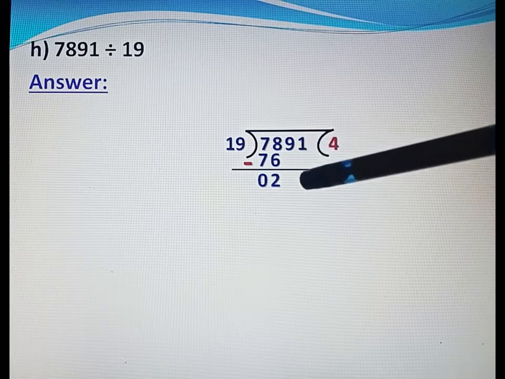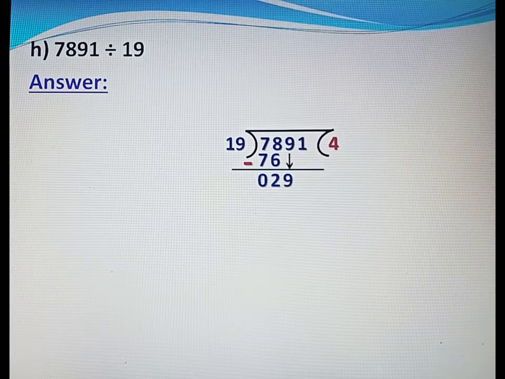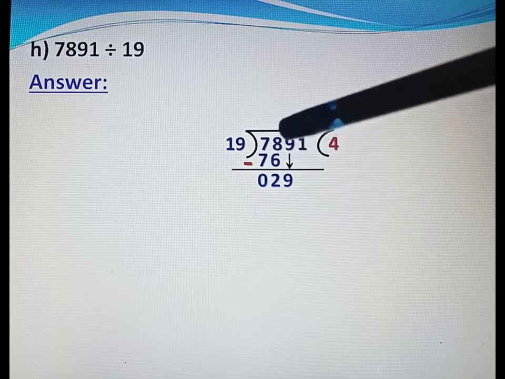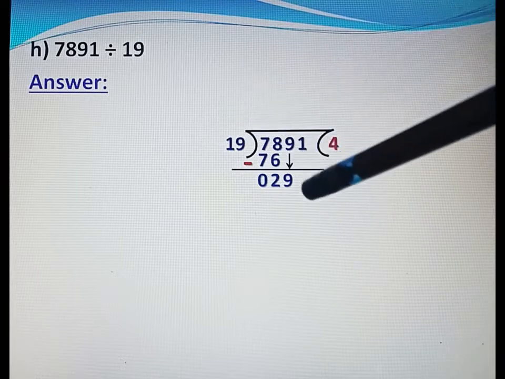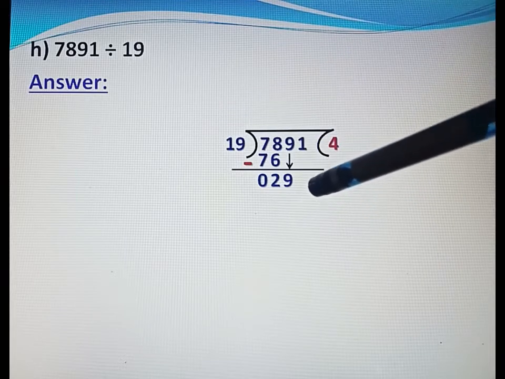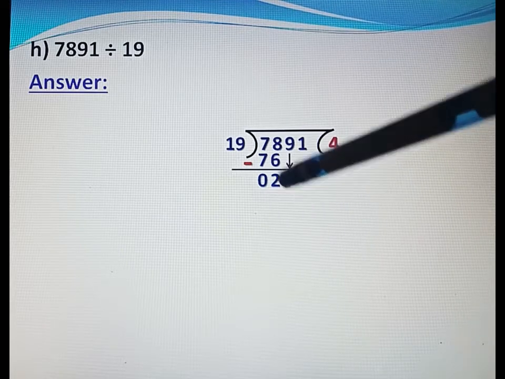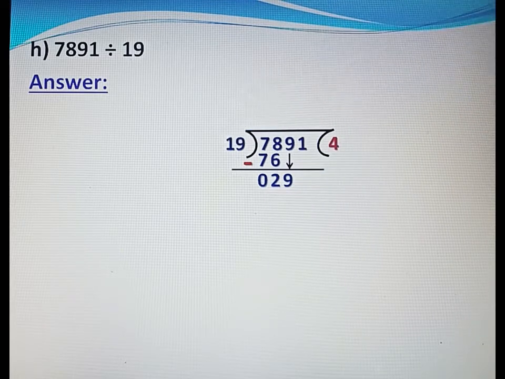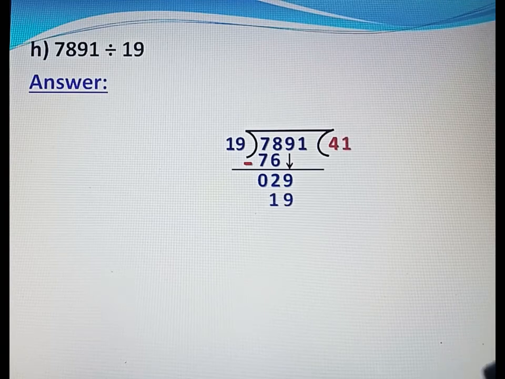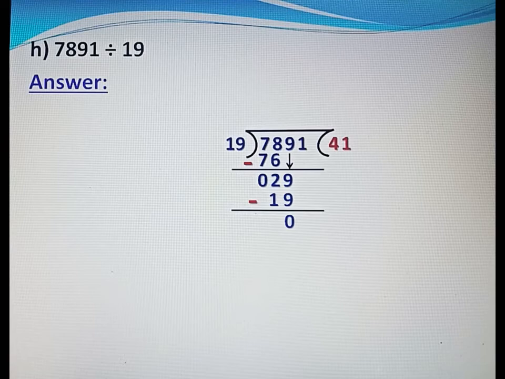Then we will take next number, that is 9. Right here 9. It becomes 29. Again we will multiply so that it is equal to 29 or less than 29. It should not be greater than 29. Multiply 19 by 1. 19 1 ja 19. And then we will do subtraction. 9 minus 9, 0. 2 minus 1, 1.